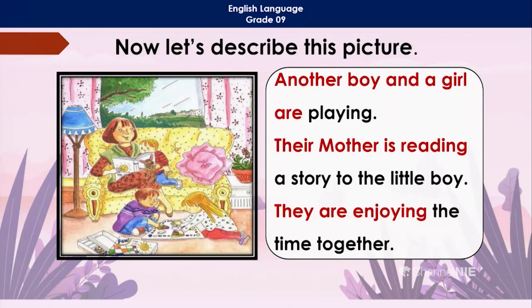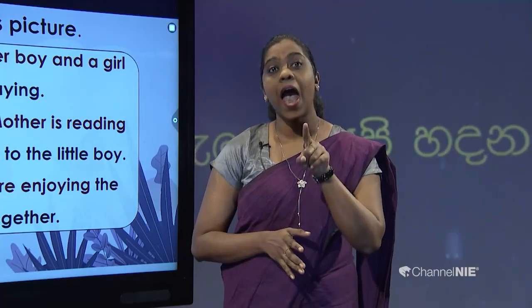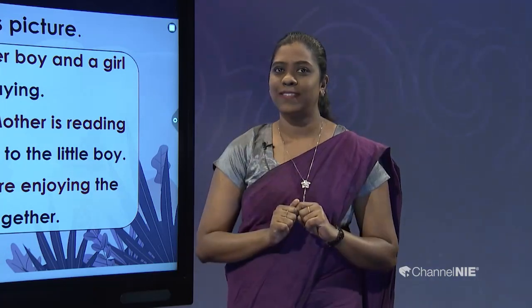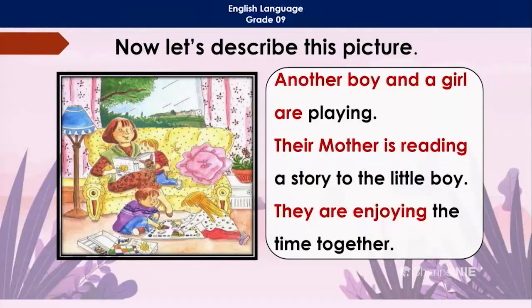A few more sentences. Another boy and a girl are playing. Now, observe carefully. We have started the sentence with another boy, but adding another character, a girl. Another boy and a girl. So, it's plural. Another girl and a boy are playing. Their mother is reading a story to the little boy. Their mother is one person, so that is why we have used is reading in singular.